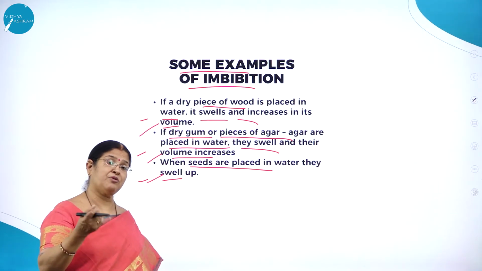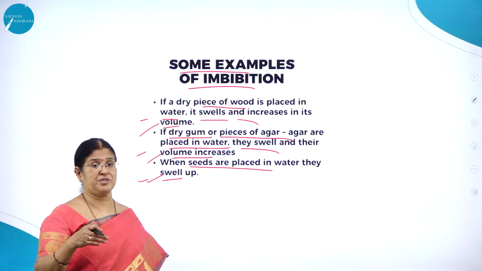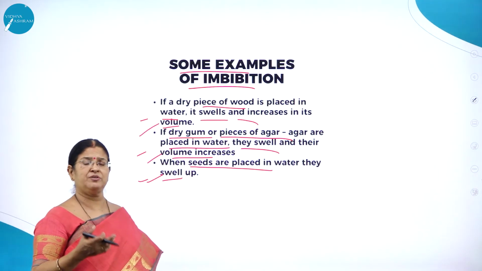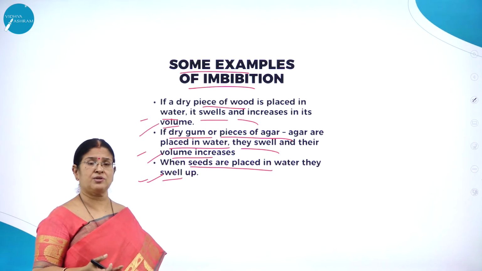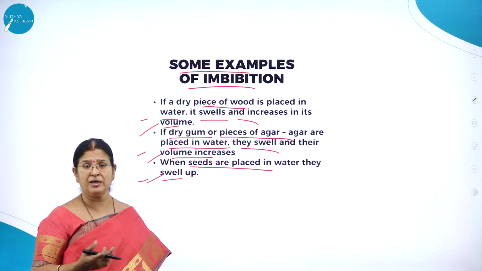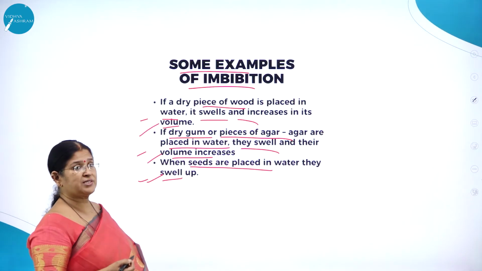So the adsorption of water molecules by the hydrophilic substance, which is the seed coat, is called imbibition. Imbibition, diffusion, and osmosis are all very common physiological processes that are involved in the plant body. So what are the examples of imbibition?